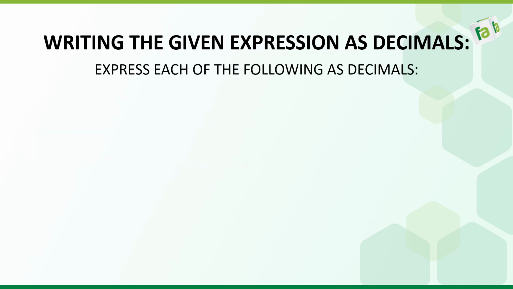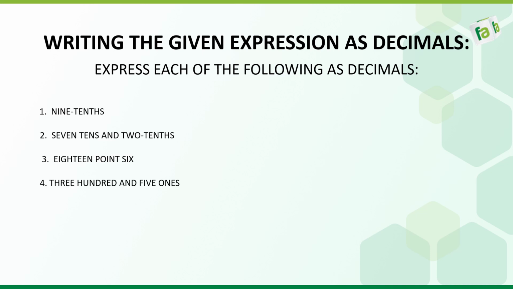Now express each of the following as decimals: 9 tenths, 7 tenths and 2 tenths, 18.6, 305 ones, 900.3. This question is pretty easy. We just have to write the decimal form next to each expression.